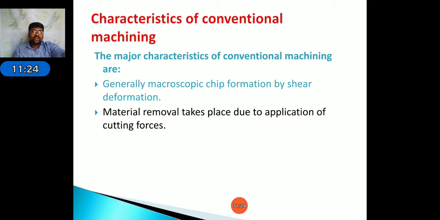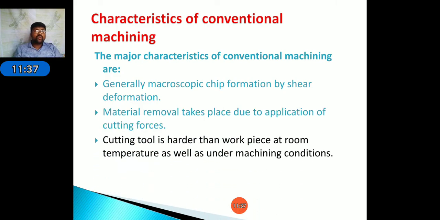We already discussed this in the traditional machining process. Here the tool is in direct contact with the workpiece. In that case, a large amount of cutting force will be developed. Next, the cutting tool is harder than the workpiece at room temperature as well as under machining conditions. It is the main characteristic of conventional machining, because if you use a material less hard than the workpiece, what happens here? The tool will wear.